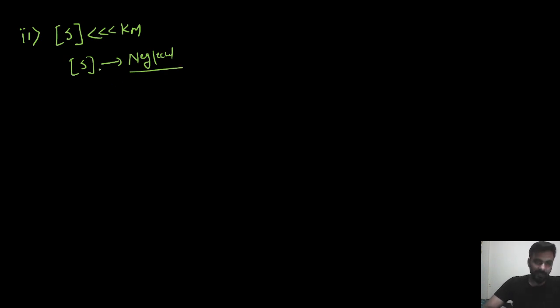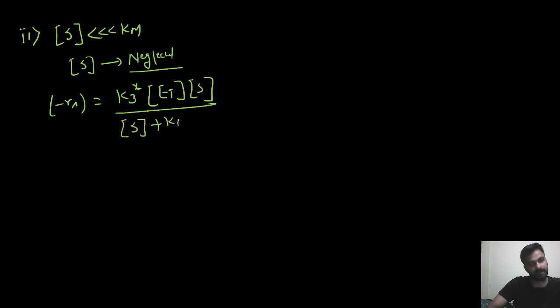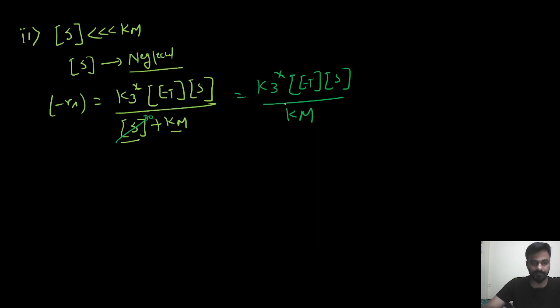Now, in case two, try to understand: if substrate concentration is very much less than Km, then the concentration of substrate can be neglected. When we are doing this approximation, we can neglect it with respect to Km. So our rate Rs is equal to K3 star, concentration of E total, concentration of S, and here it was concentration of S plus Km, this is the Michaelis constant. So we are neglecting this S with respect to this Km. We cannot neglect it in the numerator, because that is in the multiplication. So it will be equal to K3 star, concentration of E total, concentration of S, divided by Km.